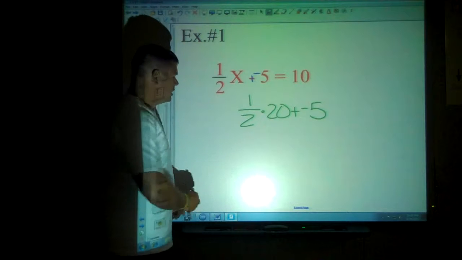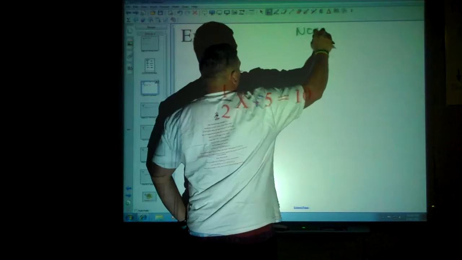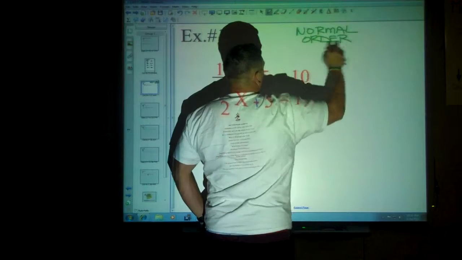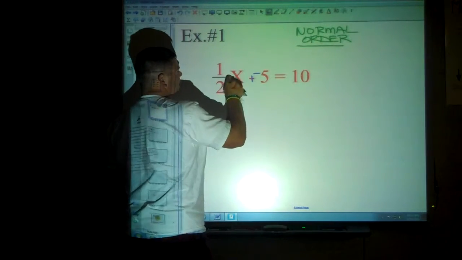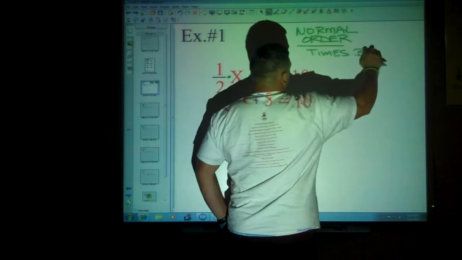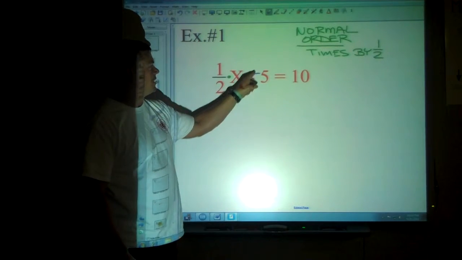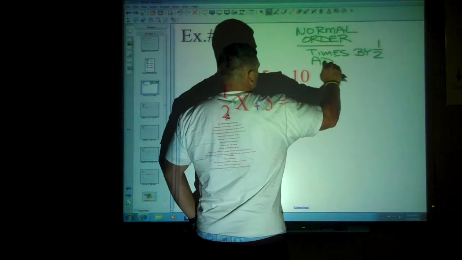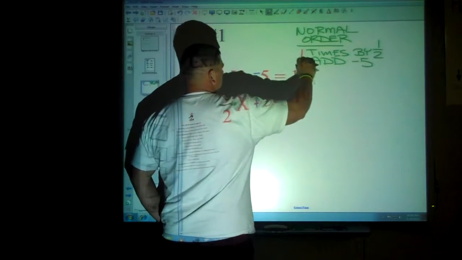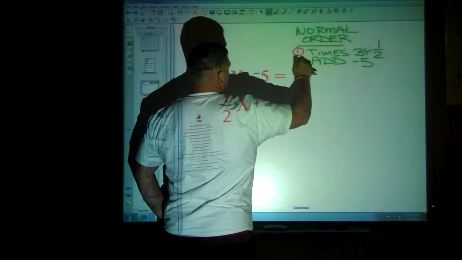Well, normal order of operations would say you've got to take care of the multiplication before the addition. So in this particular problem, the normal order is to multiply right here by 1/2. So we'll say times by 1/2. And then after you've multiplied by 1/2, the next step would be to add negative 5. So that's the normal order, going like this. Or if you'd rather, step 1 and step 2.